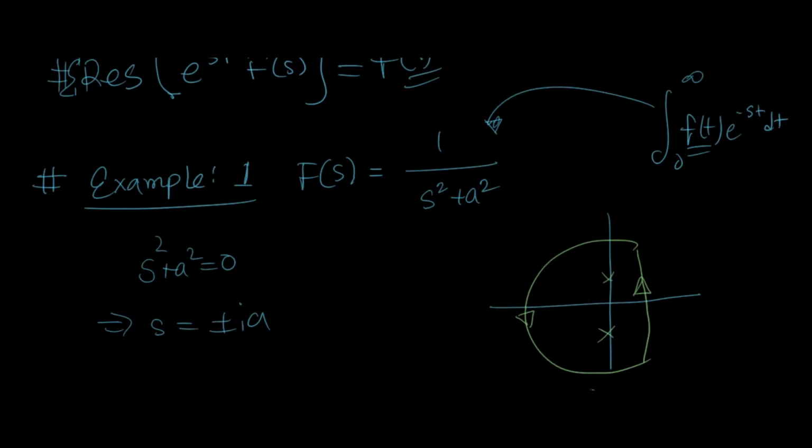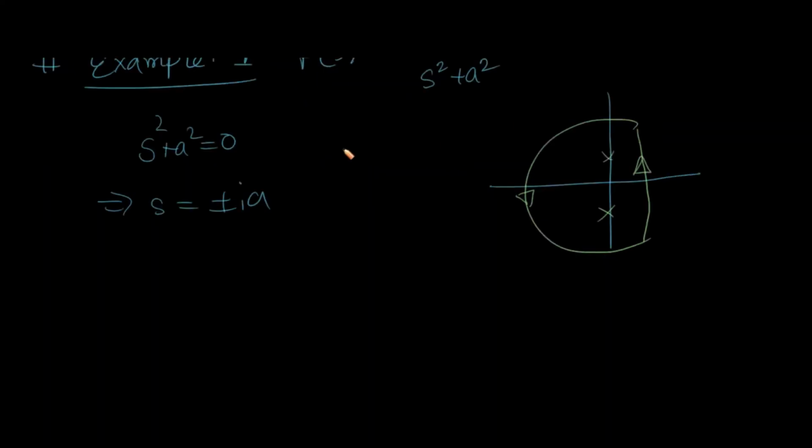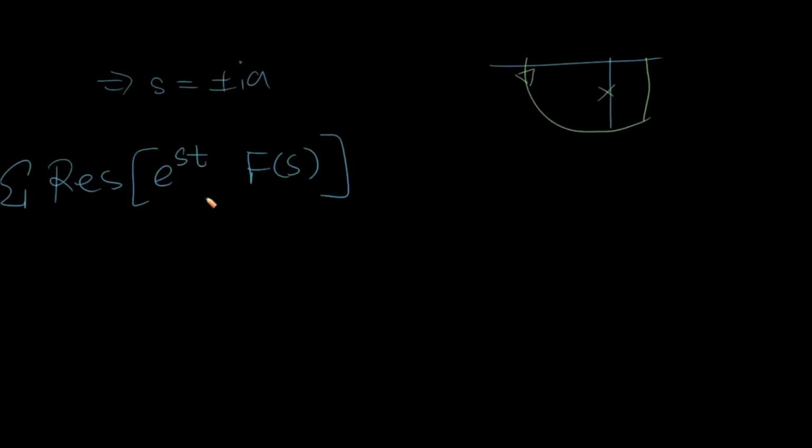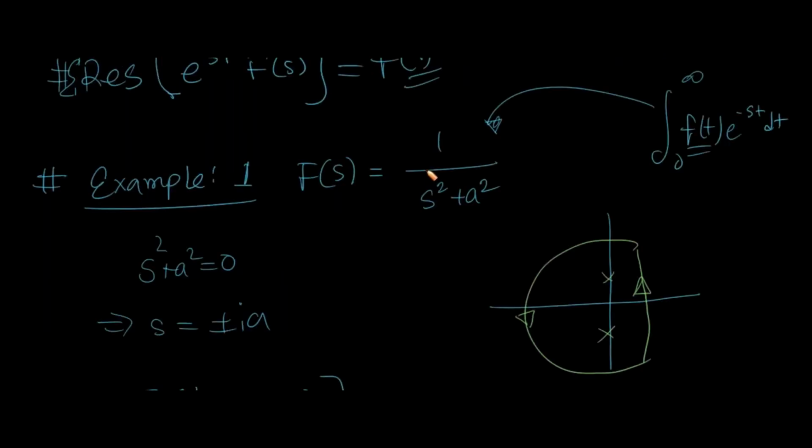You can even do this whole thing without drawing anything if you know the theory properly. So now, since there are two singular points, we just need to calculate the sum of the residues at these two singular points of e to the power st f of s, right? So let's try to calculate them. There are two singular points, so there will be two residues, right? And these are simple poles, that means poles of order 1, because this can be written as 1 by s plus ia and s minus ia. So these are simple poles.